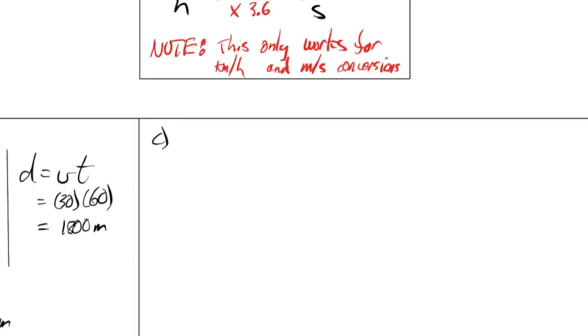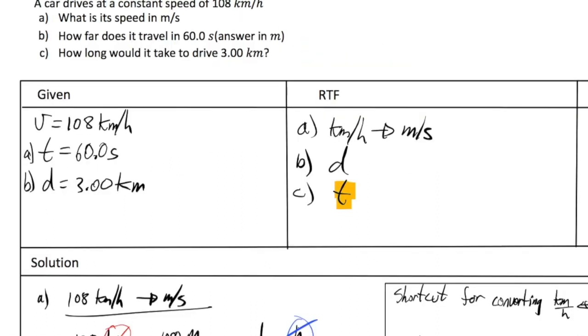Now moving on to part C. With part C, we're asked to figure out the time, and we have the speed, and we also have the distance. And I realized I made a mistake. That's part B, and that's part C. Oops. Well, we fixed it now. It's totally cool.